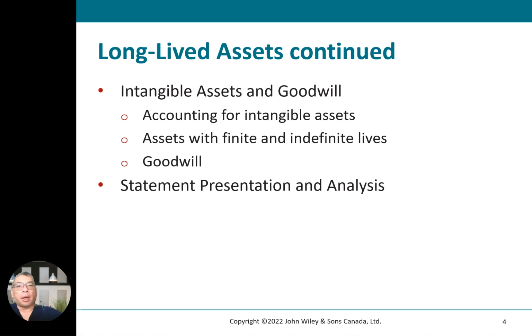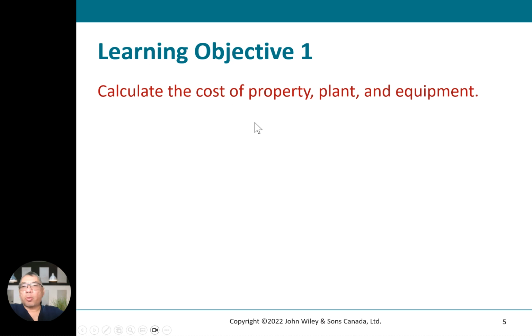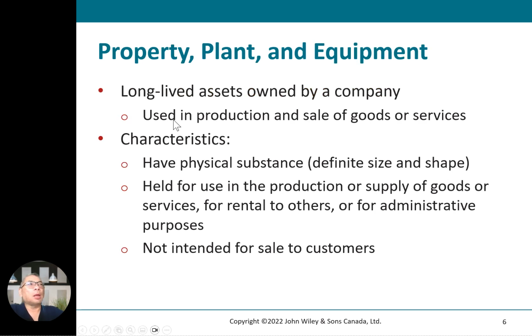Alright, let's look at learning objective number 1. Calculate the cost of PPE. The long-lived assets of a company are used for the production and sale of goods and services. They have a physical substance in terms of definite size and shape, for example, plant and equipment, are held for use in production or supply of goods or services or for rental to others, and are not intended for sale to customers. For example, if I have a samosa shop, the PPE will be like the stove, cooking utensils, and the like, as well as others.